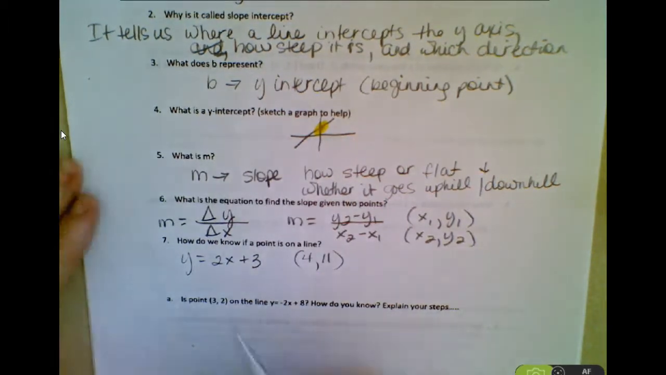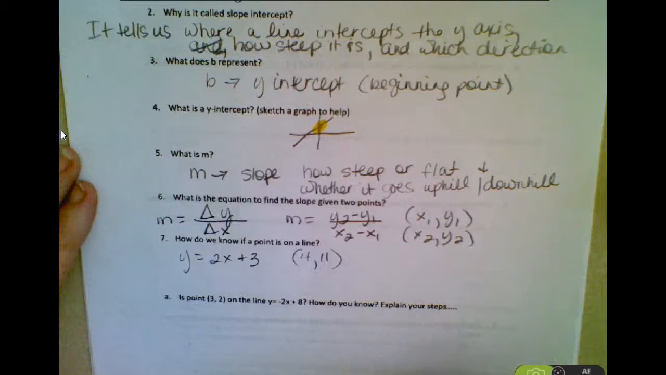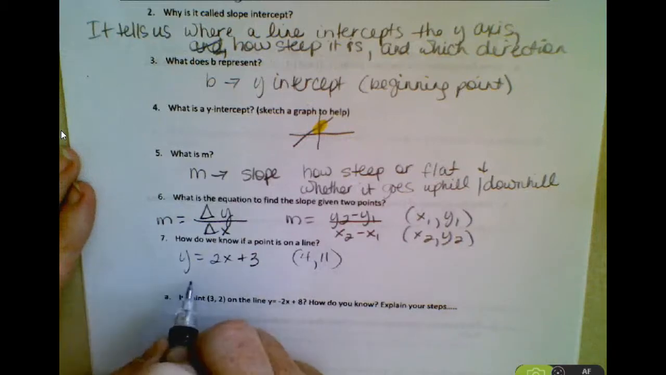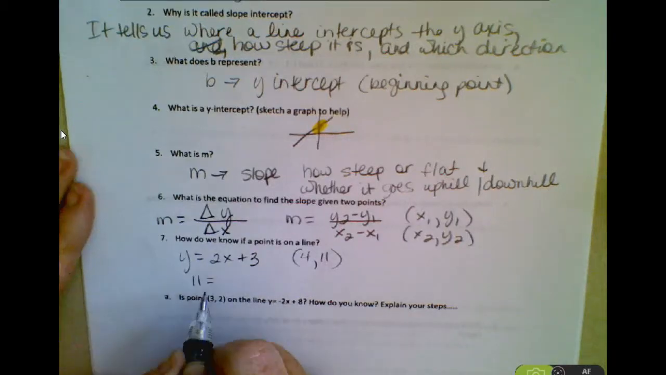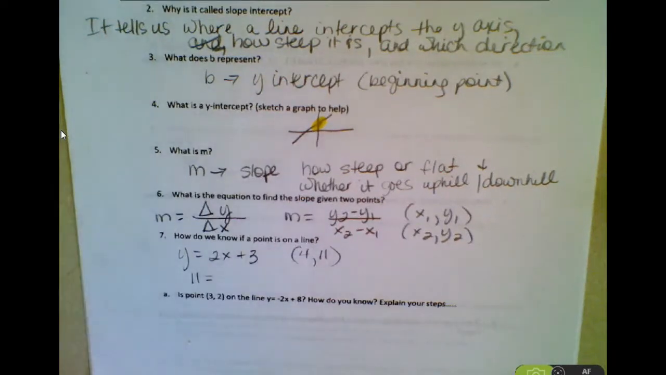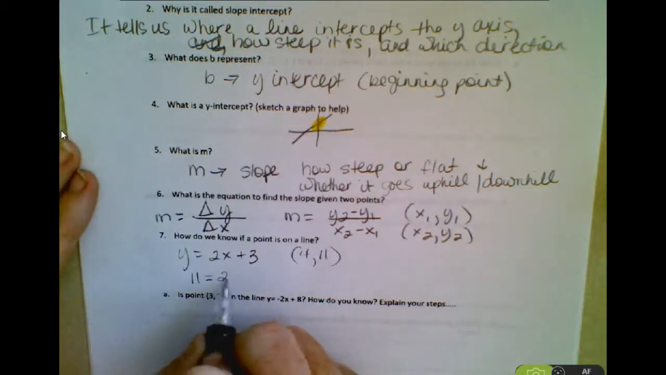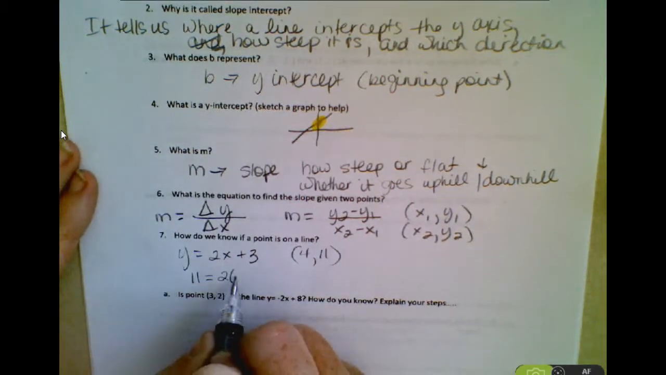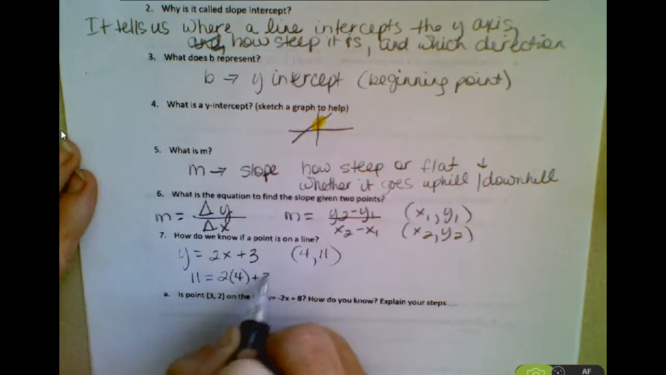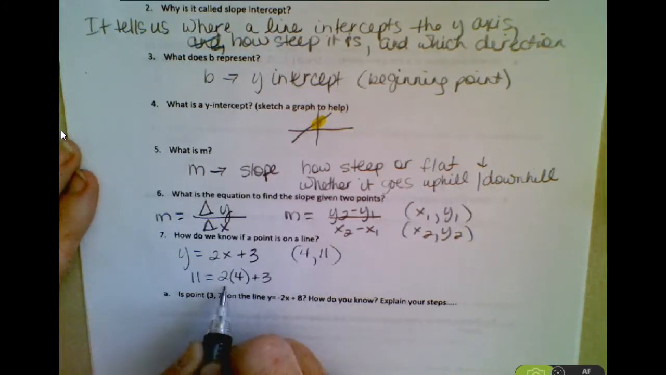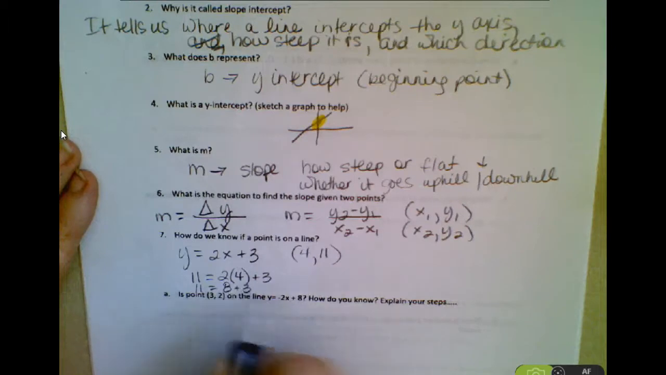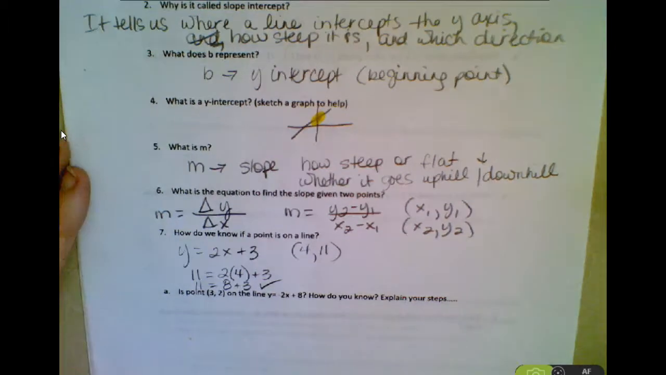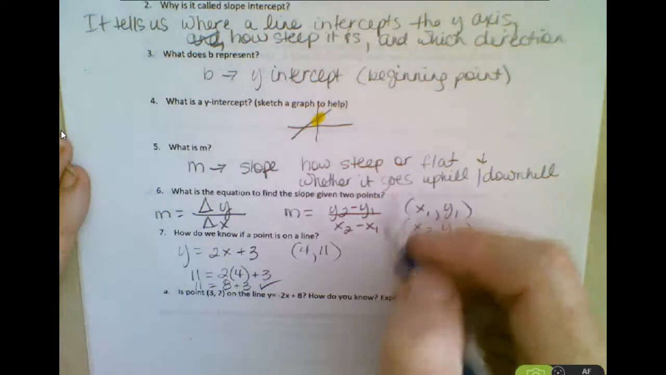Plug it in. Good. So what's my y value? 11. And when I plug these in, what do both sides of my equation have to be? Equal. They have to be equal. Good. So 2 times, what's my x value? 4, plus 3. What's 2 times 4? 8. 8 plus 3? 11. So that checks out. So that is a point on that line.